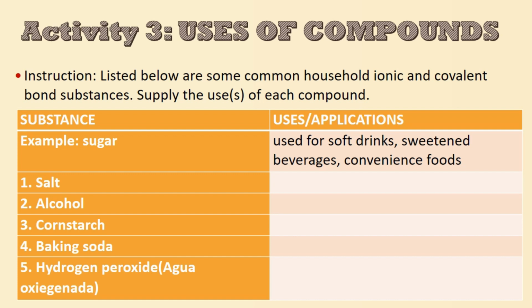Activity 3. Uses of compounds. Listed below are some common household ionic and covalent bond substances. Supply the use or uses of each compound. Can you give the uses or applications of the following substances? Number 1, salt. Number 2, alcohol. Number 3, cornstarch. Number 4, baking soda. Number 5, hydrogen peroxide, or commonly known as aqua oxinada.